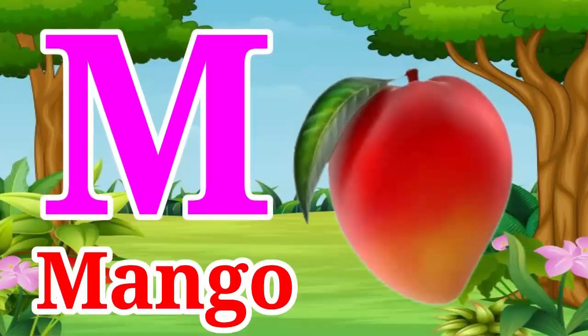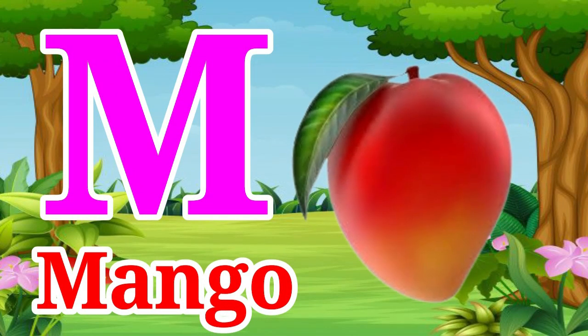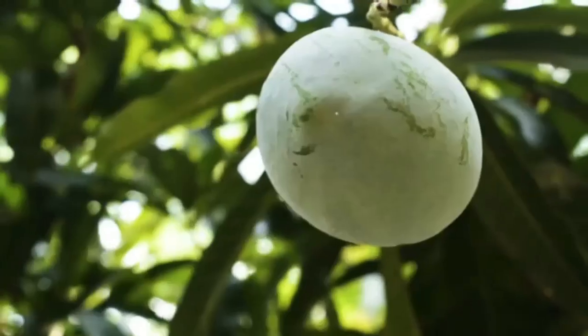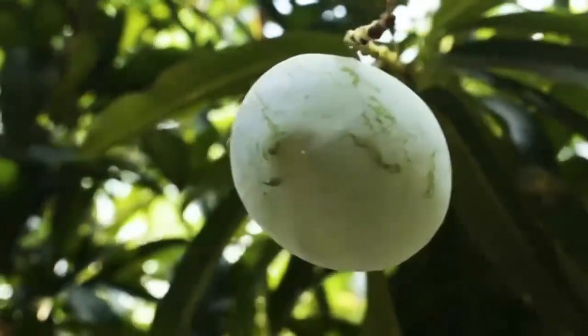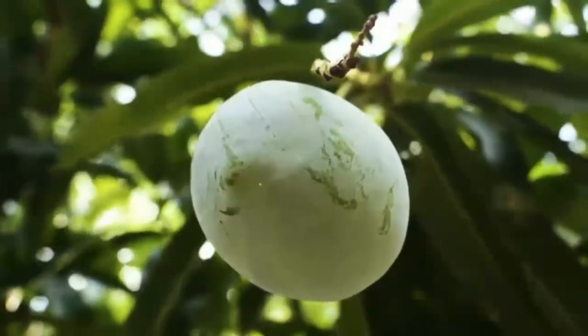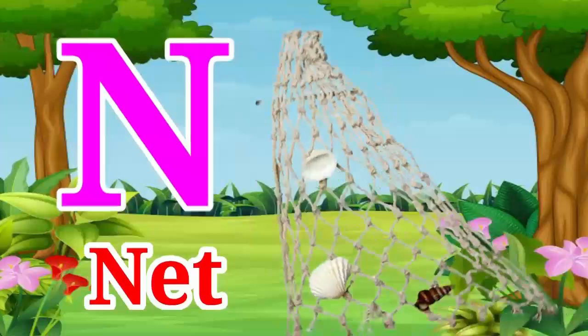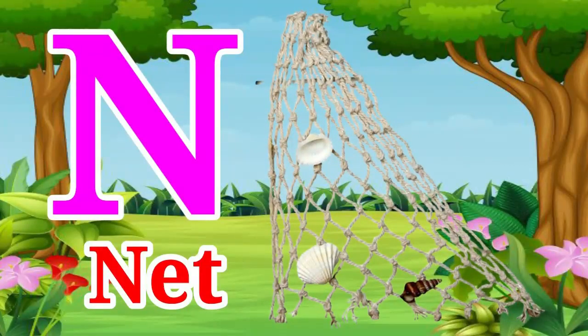M is for mango. M, M, M. M is for mango. N is for net. N, N, N. N is for net.